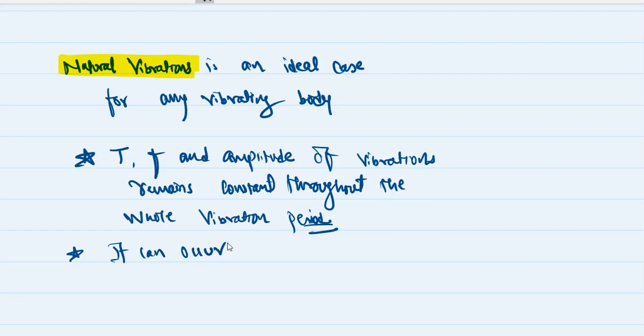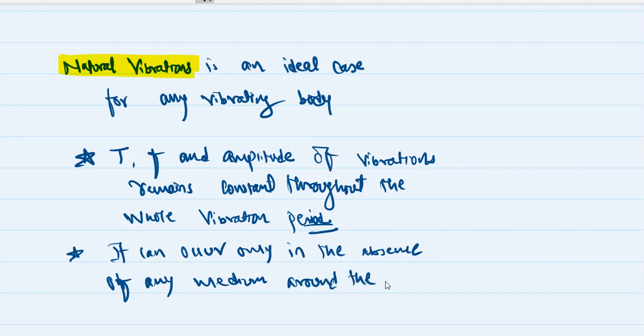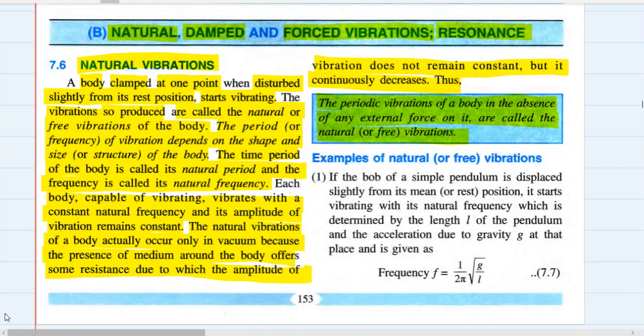it can occur only in the absence of any medium around the body. मतलब वैक्यूम में. If it can occur only in the absence of any medium around the body, that is only in vacuum, it's very difficult to achieve this natural vibration in realistic situations, because to achieve perfect vacuum in realistic situations and to create vibrations in a body inside that perfect vacuum, it is slightly difficult. So natural vibrations are a theoretical concept.